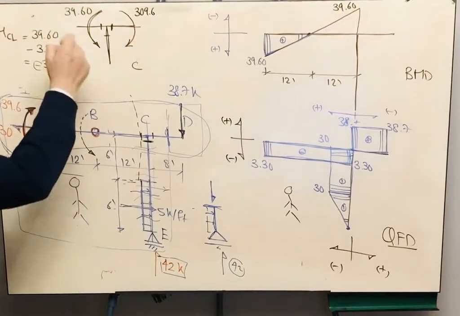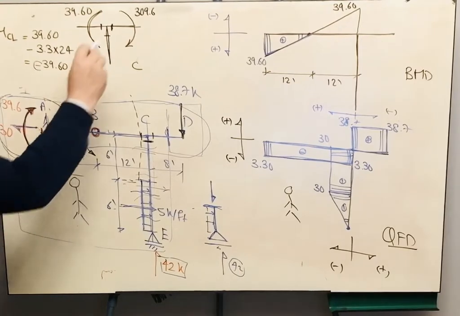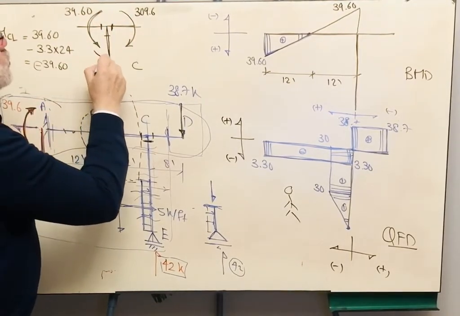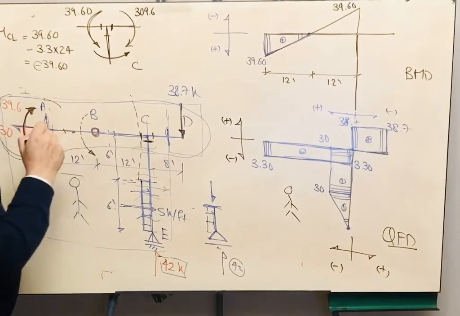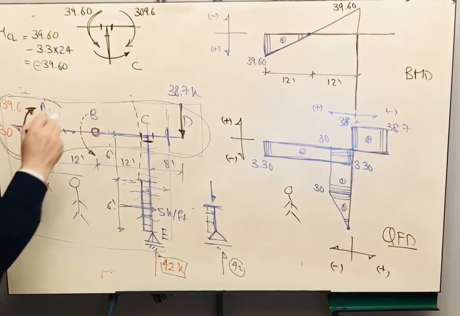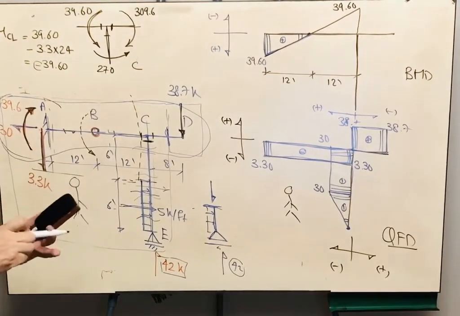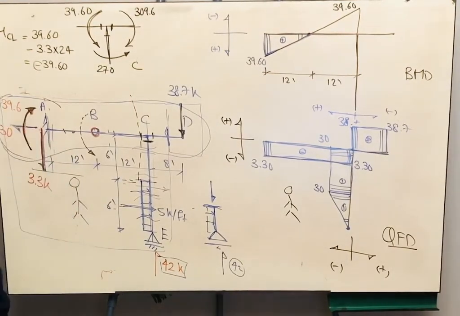Now, how can the point C be in equilibrium? This is 309.6 and this is 39.6. Therefore, there should be a moment applied on this side so that the summation of moment is equal to 0, and this will be 270. Okay? So let me draw what we did now.